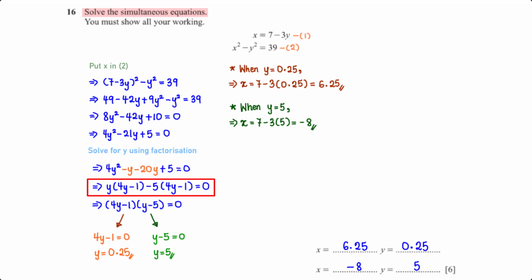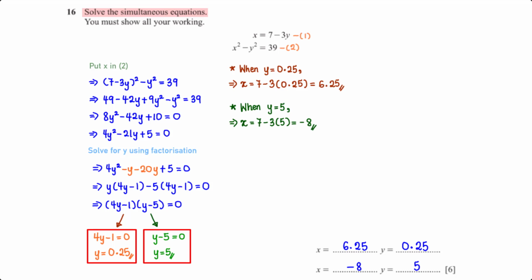And for the final two terms, when we factor out negative 5, we are left with 4y minus 1. This can be rewritten as 4y minus 1 times y minus 5 equals 0. When we equate 4y minus 1 to 0, we get y equals 0.25. And when we equate y minus 5 to 0, we get y equals 5.